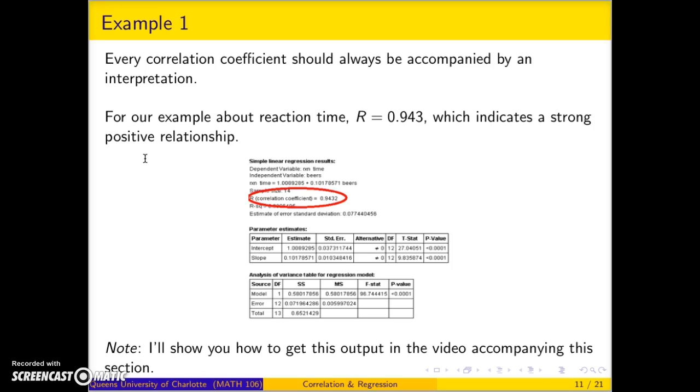Correlation coefficient should be accompanied by interpretation. So here's the output for my stat lab, which I have shown example videos. So make sure you look at them to see how to get this output. For the example, we got a correlation coefficient of 0.9432. So that's where the correlation coefficient would be on my stat lab. That's a positive relationship since it's a positive number and it's close to 1, so it's a strong positive relationship.